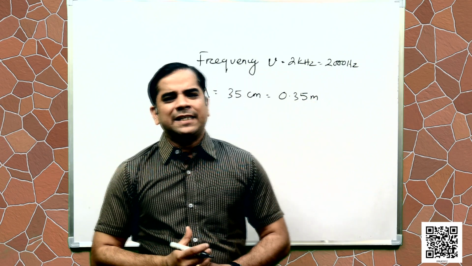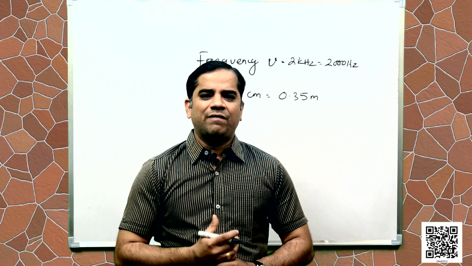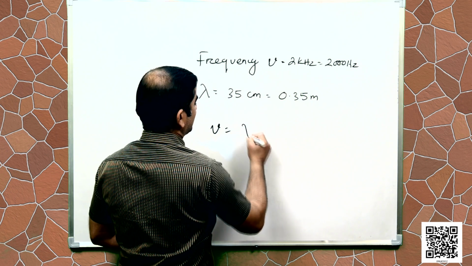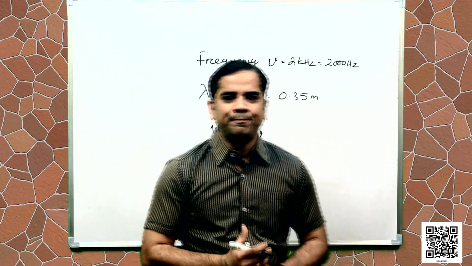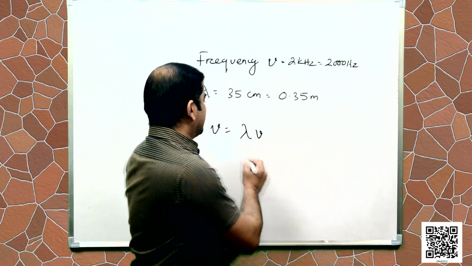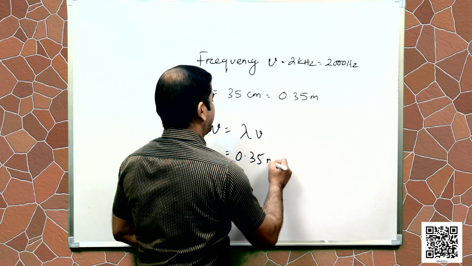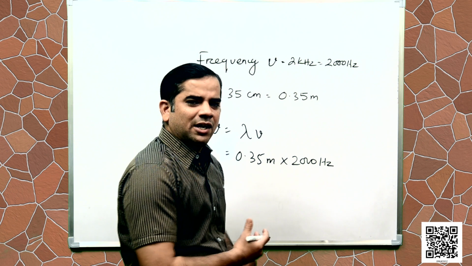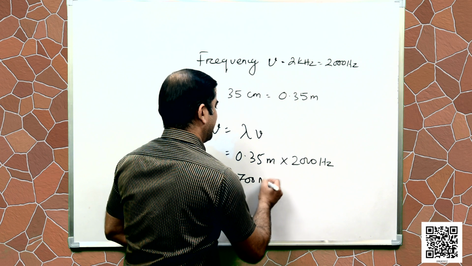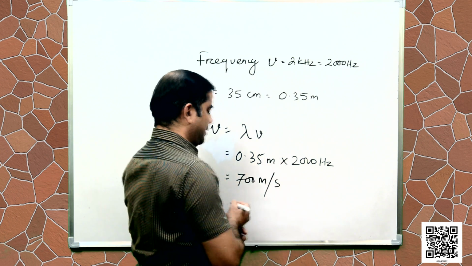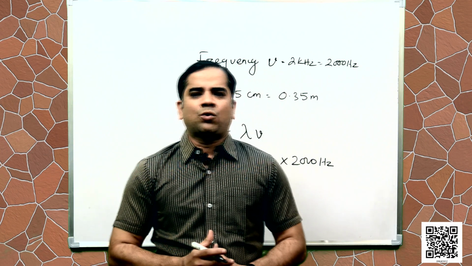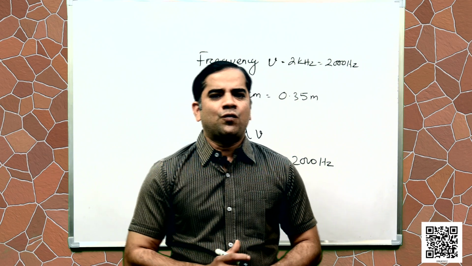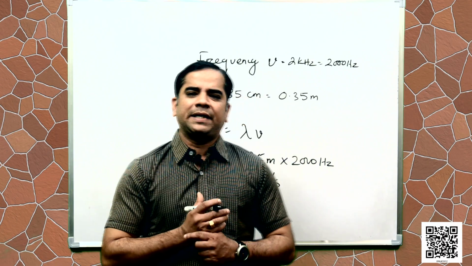Fine. We know that speed of the wave is equal to wavelength into frequency. So, v is equal to 0.35 meter into 2000 Hz. Okay, and when we calculate, it will come up to 700 meter per second, because it is speed. Okay. So, the question says how long will it take to travel 1.5 km? Fine. So, we have found the speed, that is 700 meter per second.